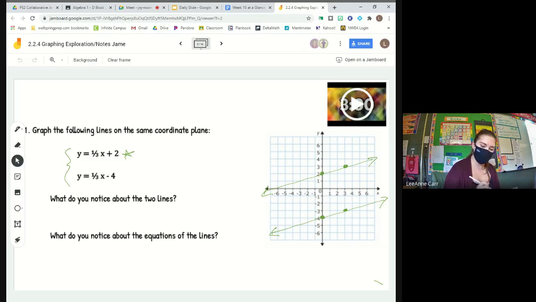Yes, for those of you that couldn't hear, we said in class that they are parallel. For my virtual people, do you know what parallel means? Beautifully said, Evelyn. The main thing is that they will never intersect.